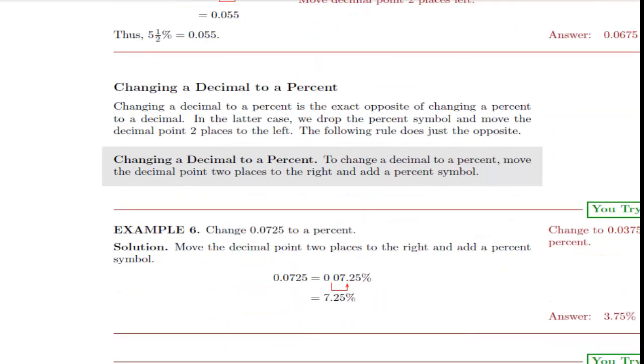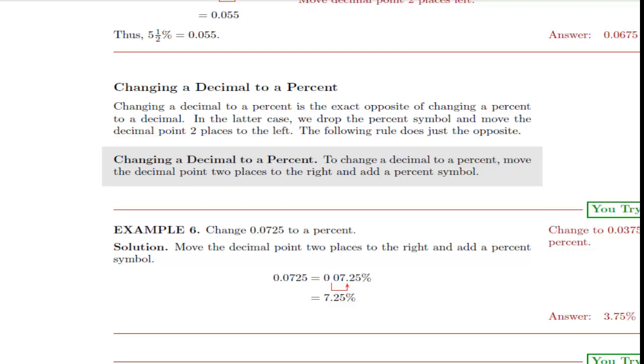Changing a decimal to a percent. Changing a decimal to a percent is the exact opposite of changing a percent to a decimal. In the latter case, we drop the percent symbol and move the decimal point 2 places to the left. The following rule does just the opposite. To change a decimal to a percent, move the decimal point 2 places to the right and add a percent symbol. Example 6. Change 0.0725 to a percent.